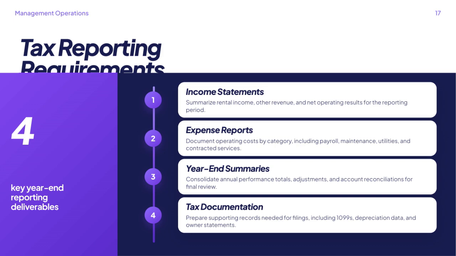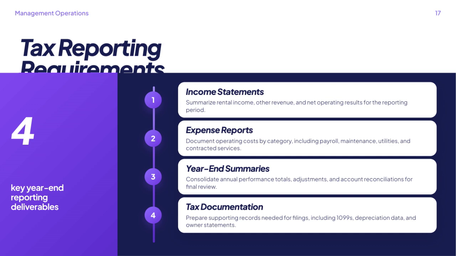on. First, the income statements, which provide a summary of rental income, other revenues, and the net operating results for the period. This gives us a clear picture of the financial performance. Next, we have the expense reports. These document operating costs broken down by category, such as payroll, maintenance, utilities, and contracted services. This detailed breakdown helps us track where money is being spent.